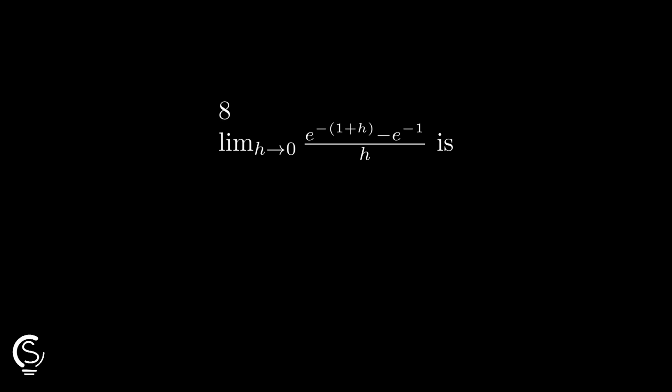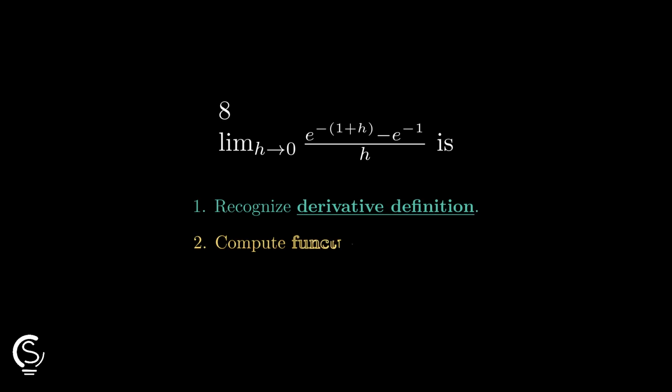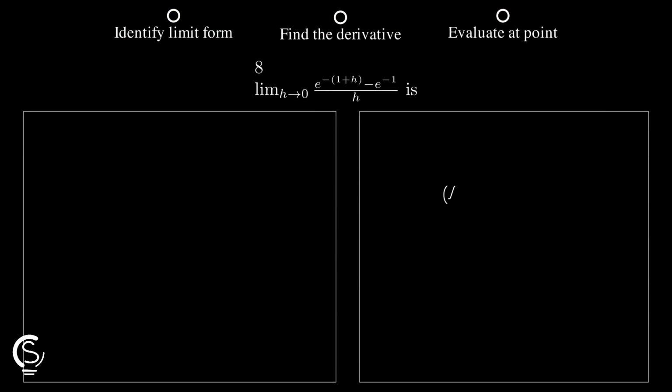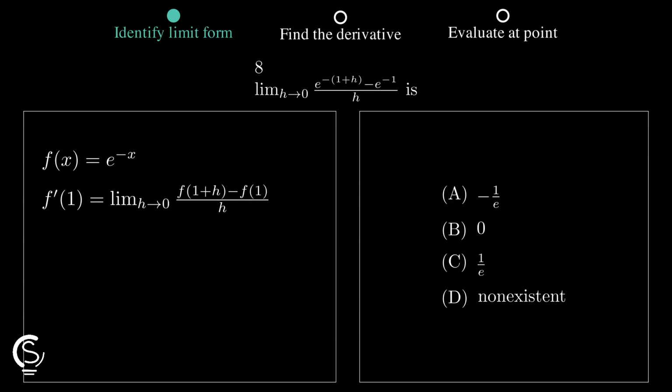Calculus limits can look intimidating, but we can solve this specific problem in under 60 seconds by identifying the derivative definition hidden inside the limit expression. Notice that this limit matches the definition of the derivative for f of x equals e to the negative x, evaluated specifically at the point where x equals 1. You got this!